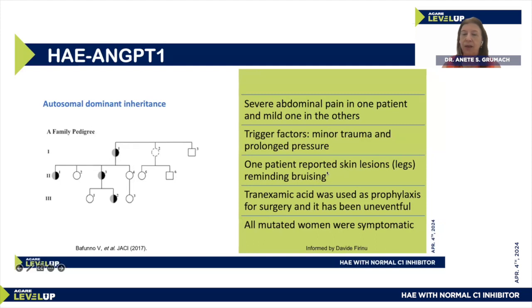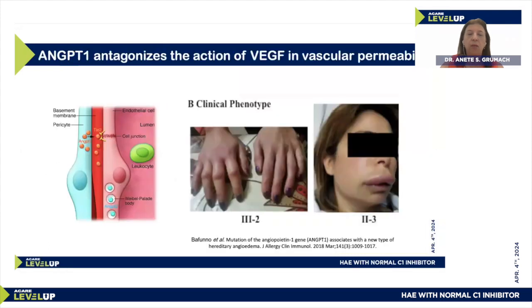This is an interesting thing because all the HAE normal C1 patients don't present erythema marginatum, and they responded to tranexamic acid. This is the group of angiopoietin. And we can see that it's different because it works in vascular permeability, and so they present a little bit different clinical profile, I would say. But these are the first and only description until now.